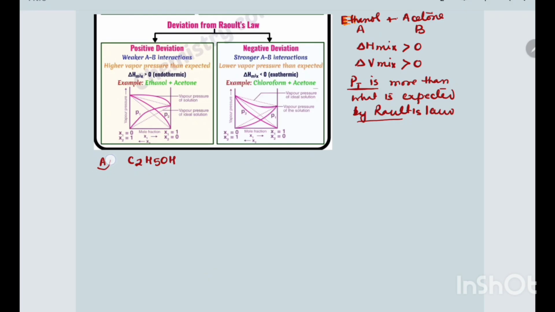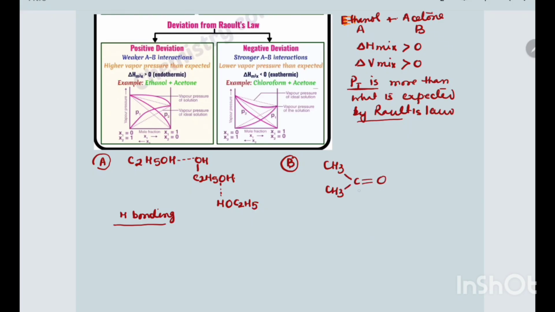C2H5OH. So this component A has intermolecular hydrogen bonding between the O and H of C2H5OH and HOC2H5. So you can see there is intermolecular hydrogen bonding between the ethanol molecules, and at the same time if you see component B, which is acetone, CH3 C double bond O.